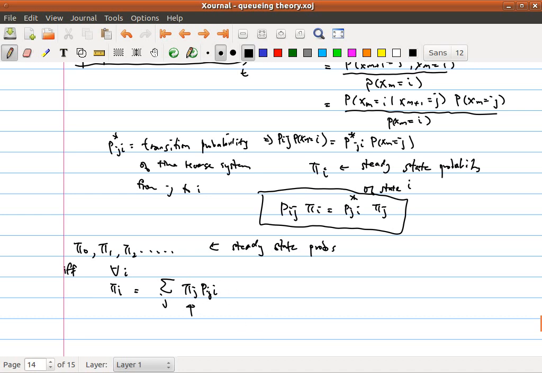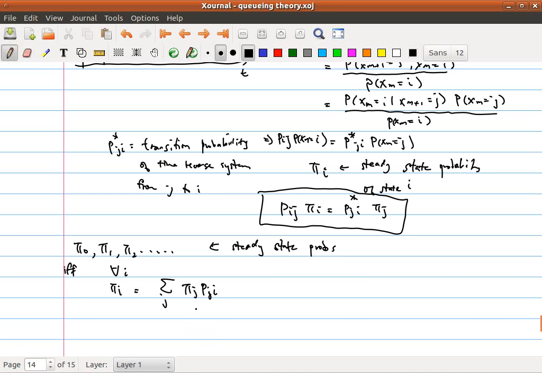And then, pi_j multiplied by p_ji will be all the probability falling into state i. So the right hand side will be the probability of state i in the next time instance, really. Of course pi_i will be steady only if in the next time instance it is still equal to the current probability pi_i, and it has to hold for every i. If that is true, then apparently this is the steady state probability.